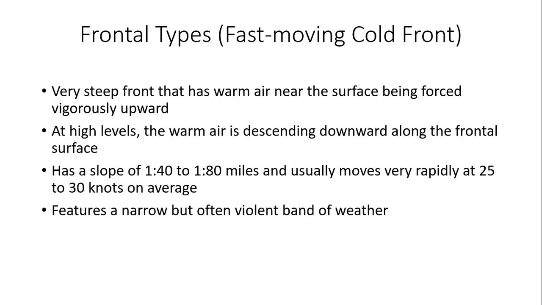You have warm air near the surface being forced vigorously upward, a very fast-paced acceleration of air ahead of fast-moving cold fronts with a steep slope. At the higher levels of the atmosphere, the warm air is descending downward along the frontal surface. And fast-moving cold fronts can have slopes as steep as 1 to 40 to 1 to 80 miles. And usually this type of front is going to move very rapidly, at 25 to 30 knots on average. This thing is moving quick, and it features a narrow but often violent band of weather ahead of it.